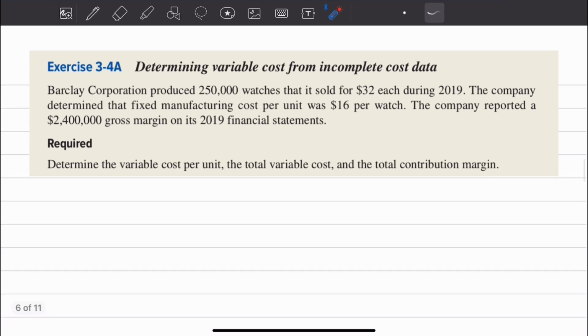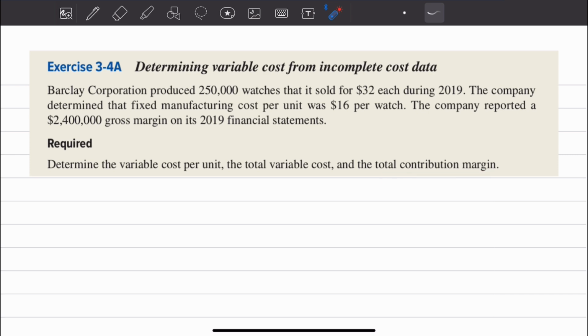The exercise says Barclay Corporation produced 250,000 watches that it sold for $32 each during 2019. The company determined that fixed manufacturing cost per unit was $16 per watch. The company reported a $2,400,000 gross margin on its 2019 financial statements. What is required here? Determine the variable cost per unit, the total variable cost, and the total contribution margin.